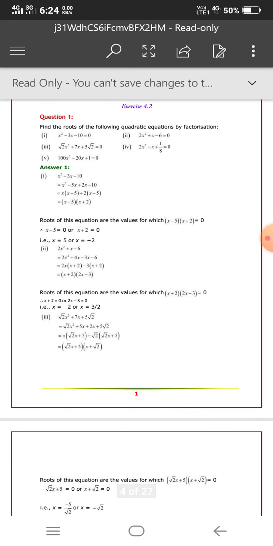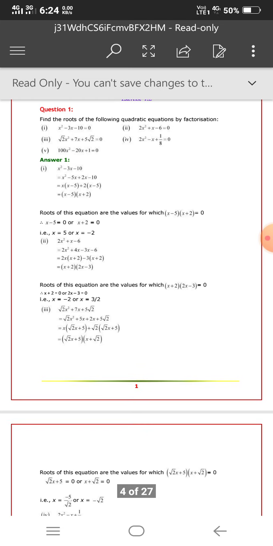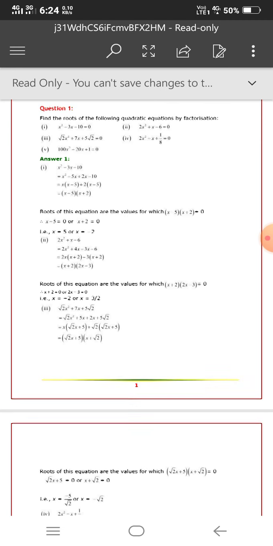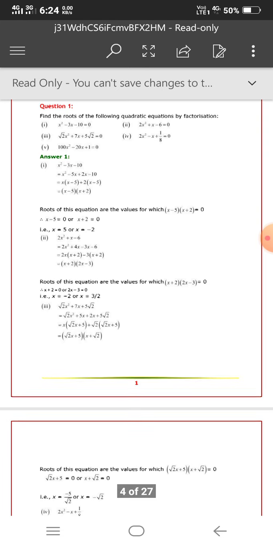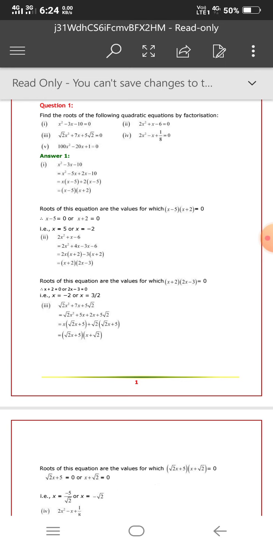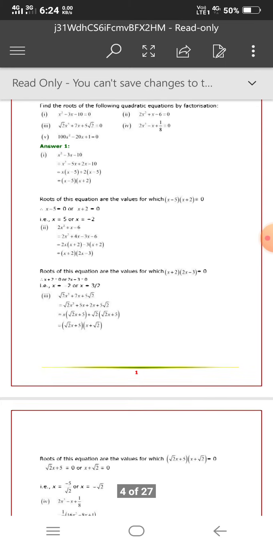So in question number 1 there are 5 parts, and the first part is given that x square minus 3x minus 10 equal to 0. So what to do? 1 into minus 10, this is equal to minus 10, and you have to split minus 3. So factorize: minus 5 into 2, this is equal to minus 10. So in place of minus 3 you can write minus 5 plus 2. This will be x square minus 5x plus 2x minus 10 equal to 0. So you factorize this term: x minus 5 and x plus 2.